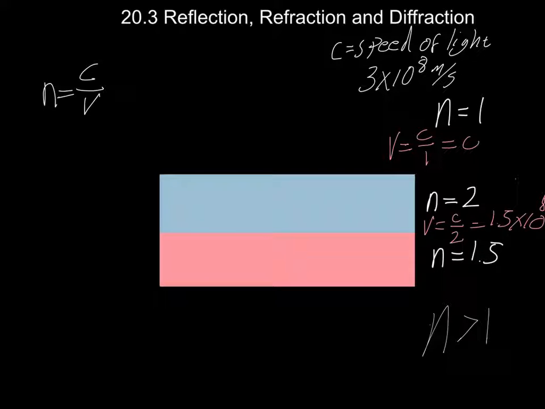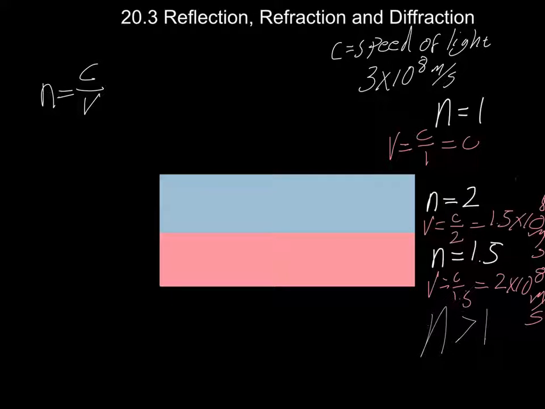And then over here, for the third substance, we have v is equal to c divided by 1.5, which equals 2 times 10 to the 8th. These are both in meters per second. So let's look at what actually happens when we have a light ray traveling through our objects. Let's start with a light ray that comes in at a pretty shallow angle. So it's going to be coming in over here from the left.